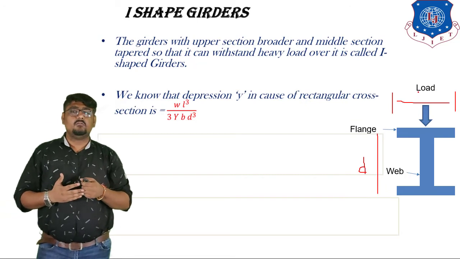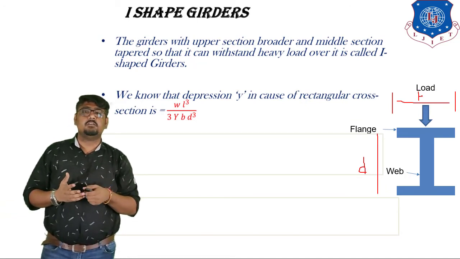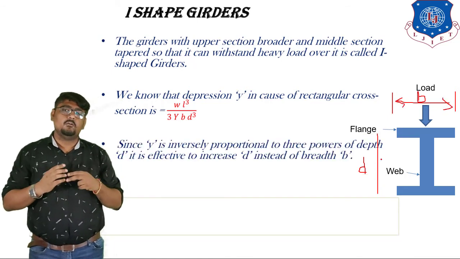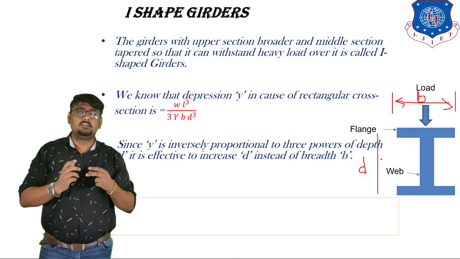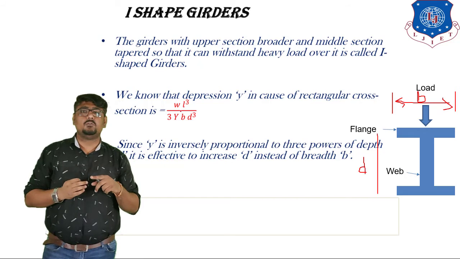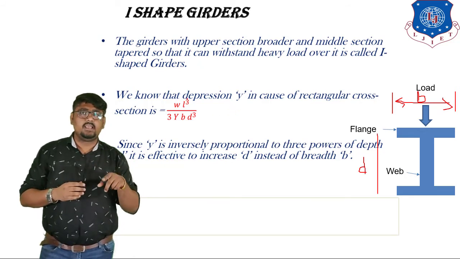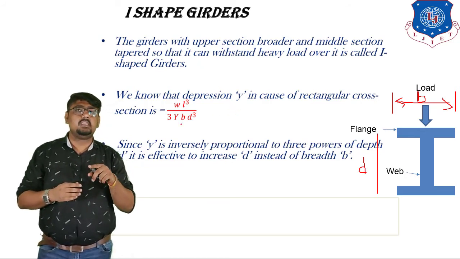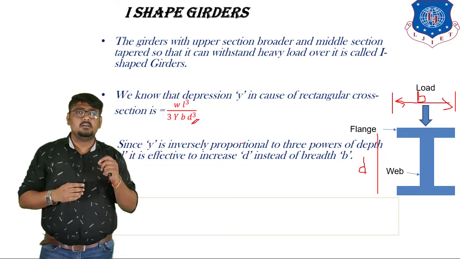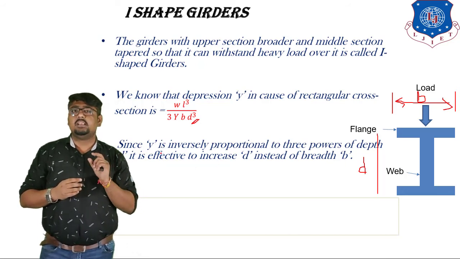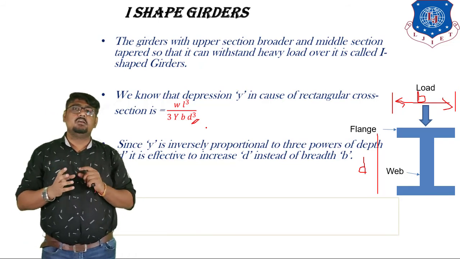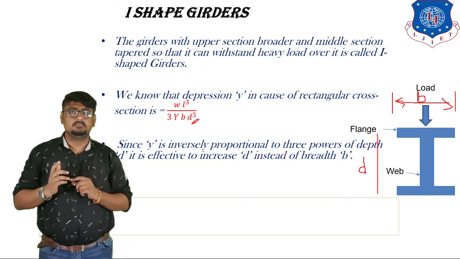Okay, we know that the depression Y in case of a rectangular cross section is given by 4 W L cube by Y B D cube. If Y is to be minimized, what things can be done? Look over here at the equation. We have Y proportional to L cube, Y inversely proportional to B, and Y inversely proportional to D cube. Means on increasing the denominator, Y becomes smaller, and for the longer life of a beam, the lesser the depression, the better.